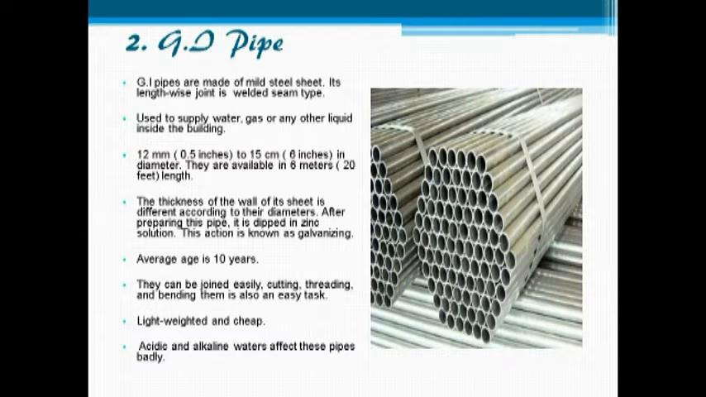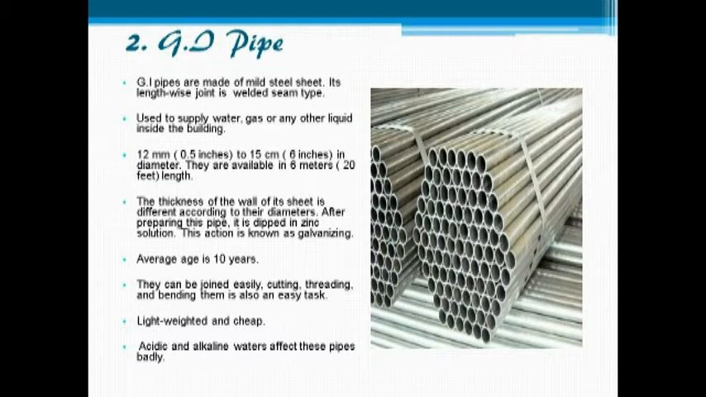Number 2. Galvanized iron pipe or GI pipe. GI pipes are made of mild steel sheet. Its lengthwise joint is a welded seam. It is used to supply water, gas, or any other liquid inside the building. These types of pipes are prepared from 12 mm or 0.5 inches to 15 cm or 6 inches in diameter. They are available in 6 meters or 20 feet length.